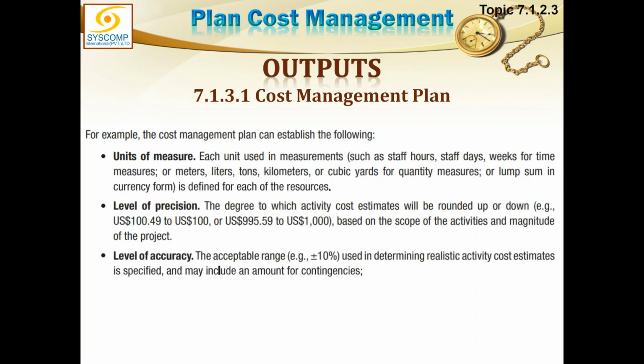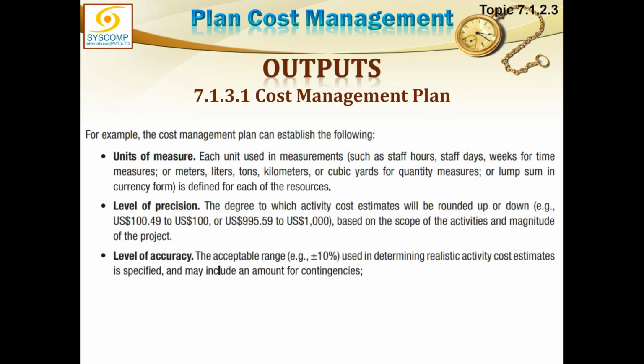The cost management plan, besides other things, should also include these parameters. For example, what is going to be the unit of measure? In what currency, in what unit are we measuring the cost? Maybe in dollars, maybe in rupees or whatever. Level of precision: what is going to be the level of precision? This is the degree to which activity cost estimates will be rounded off, maybe rounded up or rounded down, based on the scope of the activities and magnitude of the project.